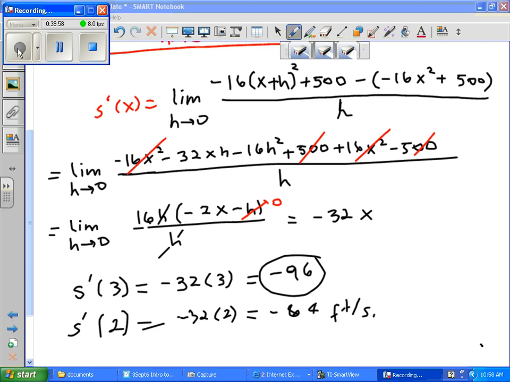Because this was an object, if we look into the deep, what that equation represents, it was an object dropped from the top of a building, let's say, that was 500 feet. So its velocity basically is getting more and more. It's picking up more speed. Like at the second moment, the speed was 64. At the third second, it was 96. It's getting faster and faster as it's approaching the ground level, basically.